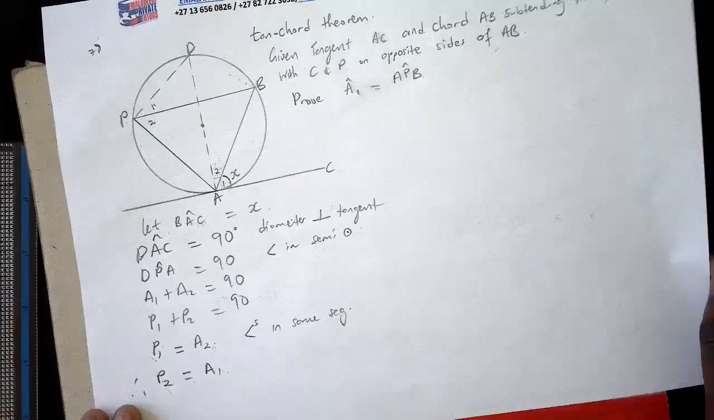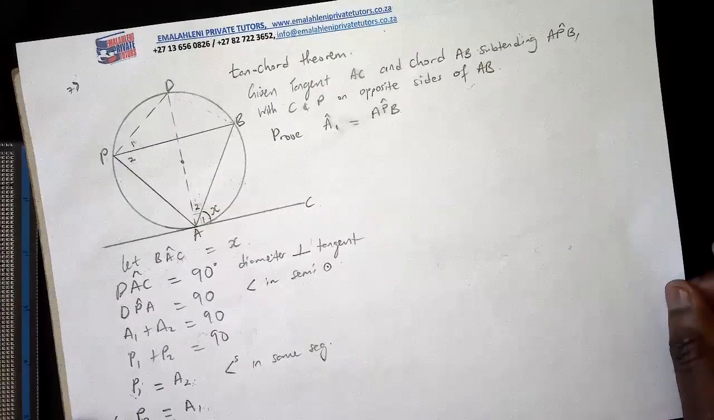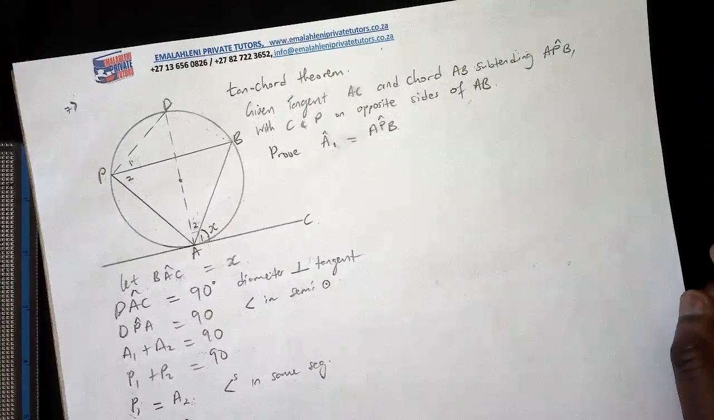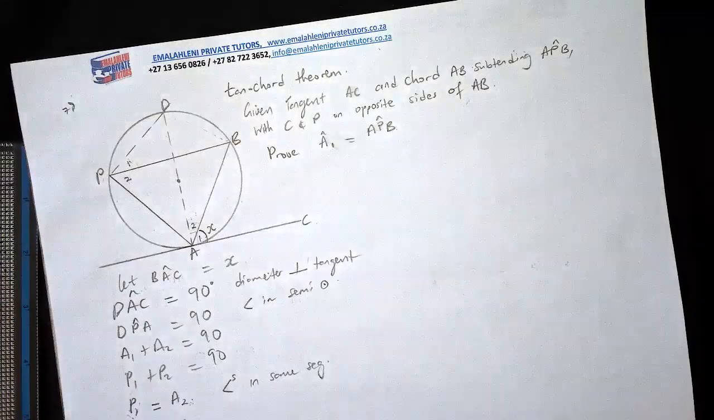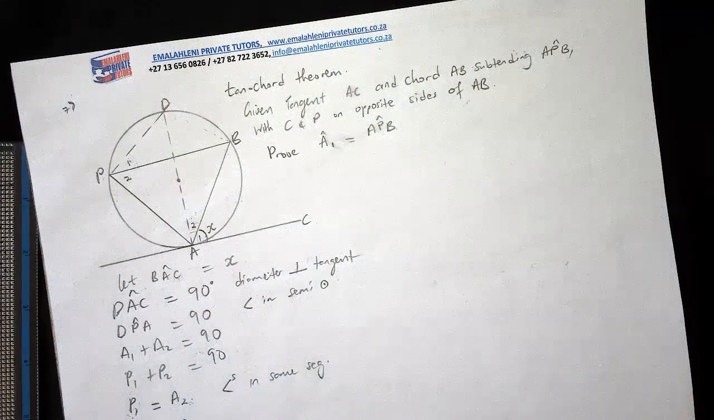I hope you understand how we are supposed to prove this and construct your lines. These dotted lines are the ones that I have constructed. I will send you these notes so that you can understand much better by looking at the diagrams. Okay, so thank you so much.